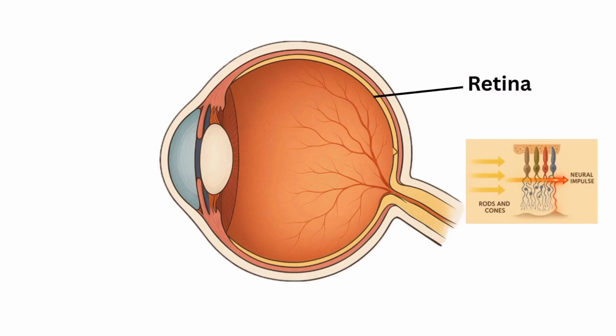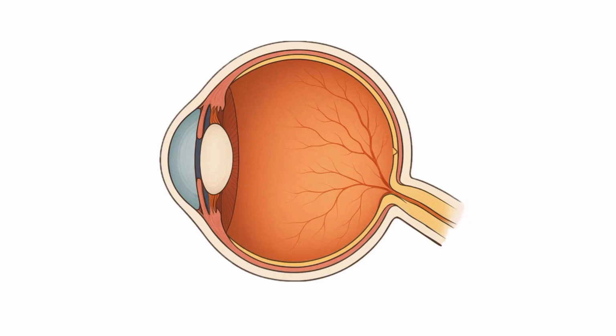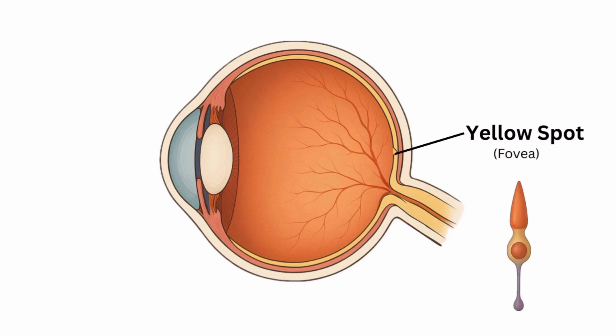It detects light, converts it into nerve impulses, and sends those impulses through the optic nerve to your cerebrum. At the center of the retina is the yellow spot, or fovea, packed with cones, giving you the clearest, sharpest vision. When you stare directly at someone to read their expression, the yellow spot is doing the work.